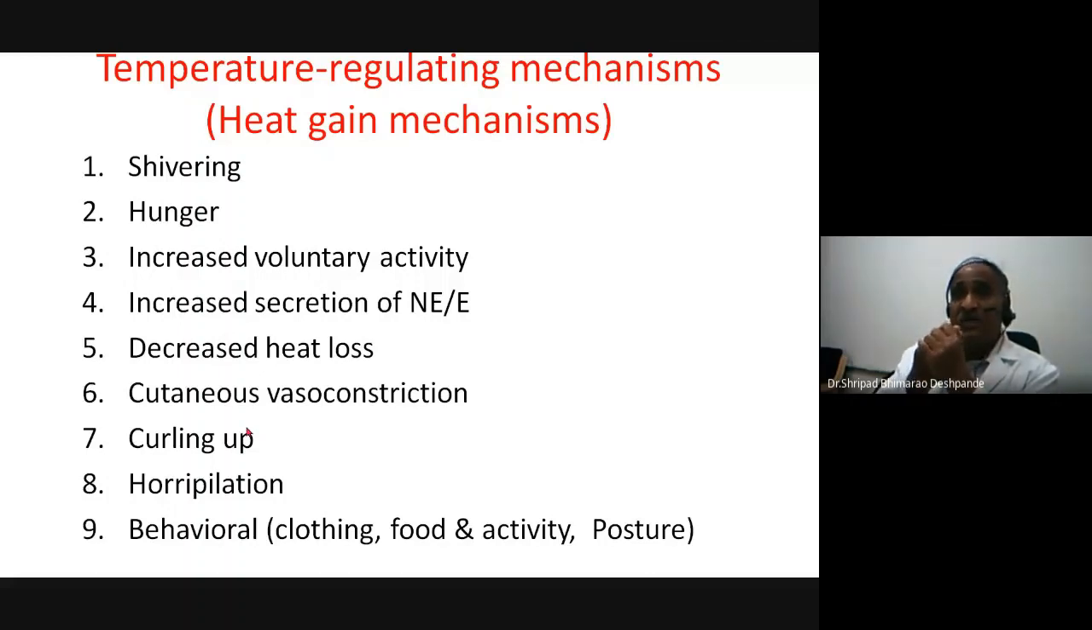In the behavior, what are the good behaviors for production of heat? I want to wear full clothes. I want to have one blanket, two blankets, or a razai, as we call it in North India, a thick razai, wherein they enter into. That means there is a behavioral clothing pattern.